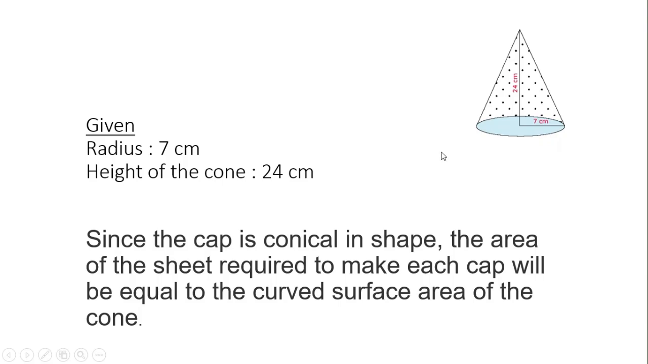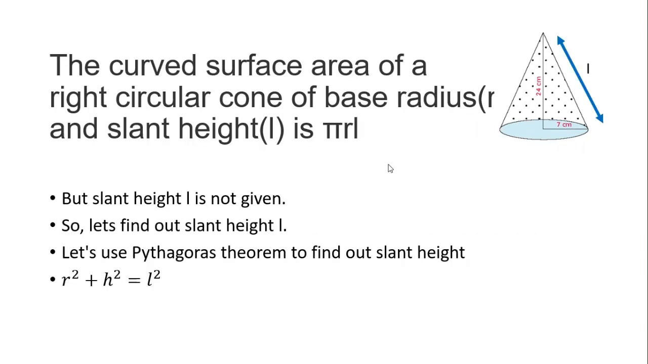So here, how can we find out the curved surface area of the cone? We know that the curved surface area of the right circular cone of base radius r and slant height L is pi r L. This is the radius of the base and this is the slant height. But slant height is not given in the data. Only we got the height of the cone, that is 24 centimeters. But in order to find the curved surface area, we need to get the slant height.